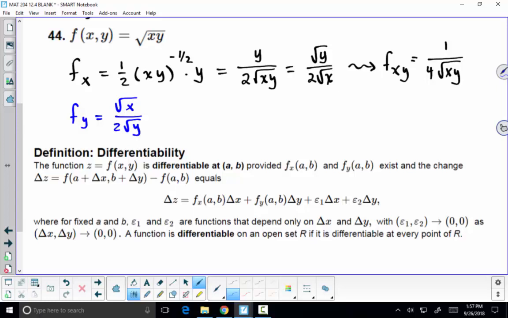And then if we did f sub yx, we're going to go through what we just did. If we partial this with respect to x, we're going to get 1/2, so that makes it a 4. X to the minus 1/2, that's going to push the square root into the denominator. And then, of course, those two are equal. So mixed partials will always be equal.